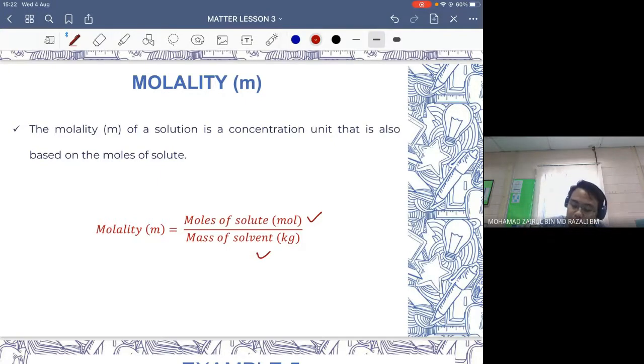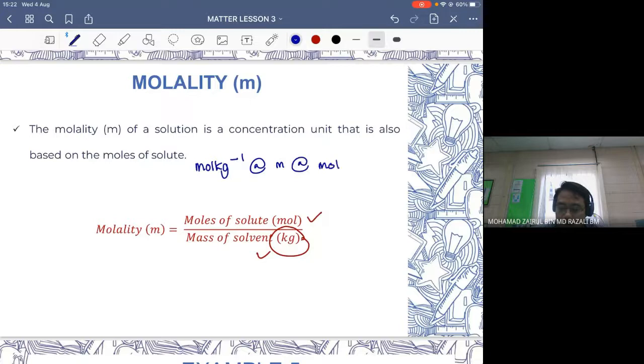So for molality is mole of solute over mass of solvent. And the mass of solvent must be in kilogram. So the unit for molality can be either mole per kilogram, small m, or molal. Dia mana-mana. Unit dia boleh mole per kilogram, small m or molal.